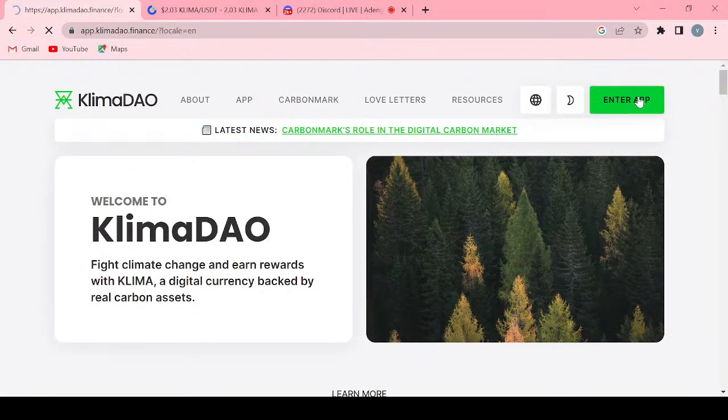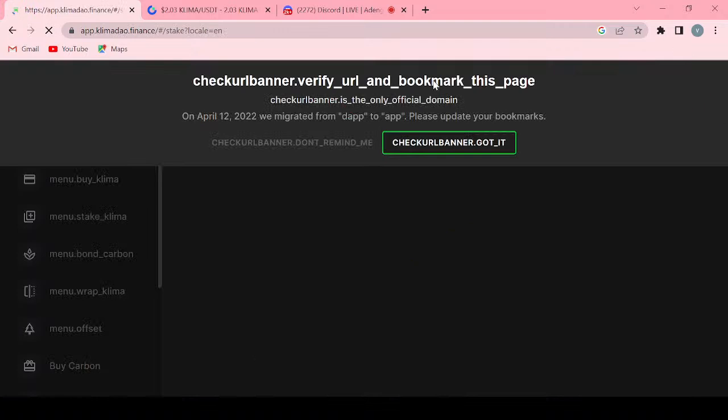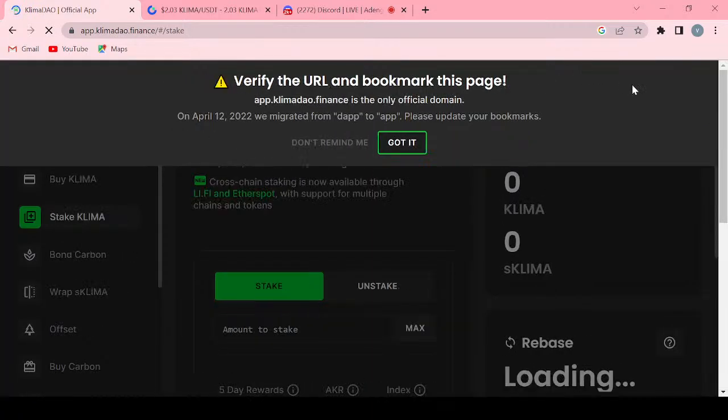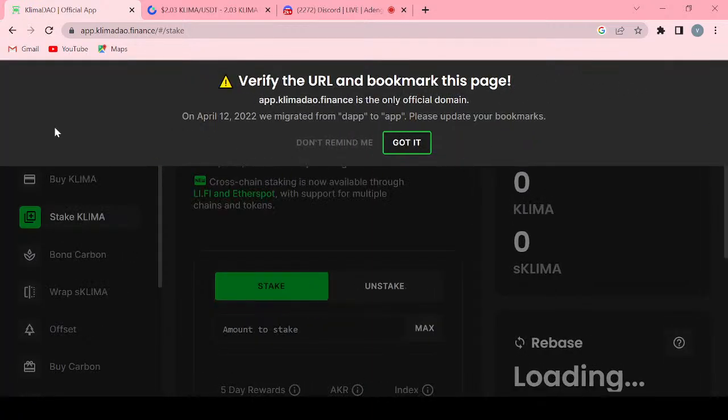Let me enter into the app so that you can get some idea about it. Here there is a warning before entering. The official domain is app.klimadao.finance, which is the only official domain. They have migrated from a DApp, a decentralized application, to a normal application, so we need to update our bookmarks.